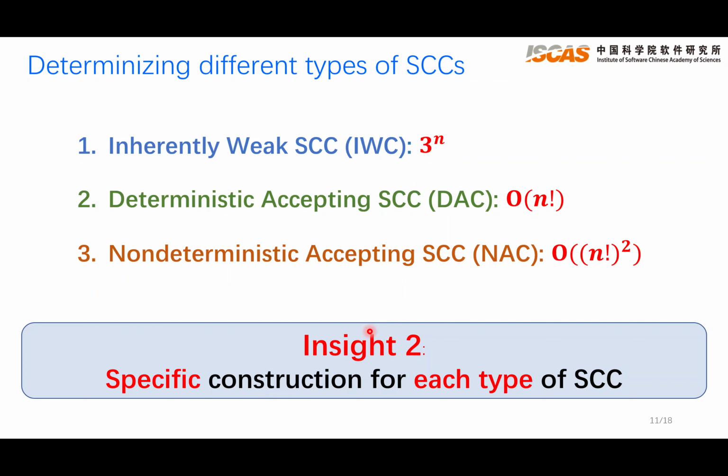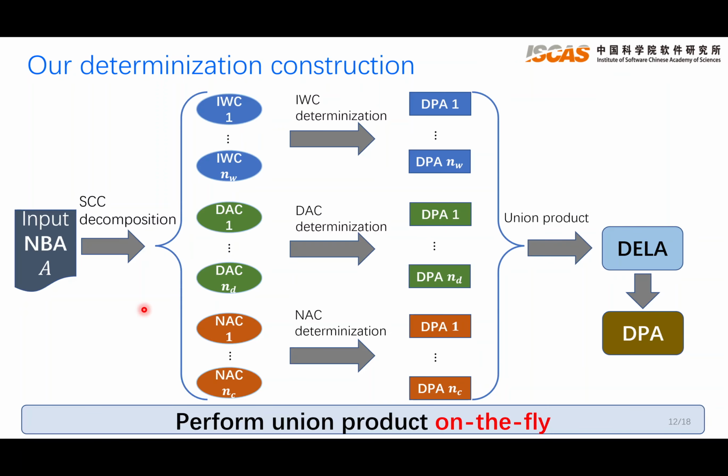This gives us the insight that we can leverage specific construction for each type of SCCs so as to fully take advantage of their structural information. With these two insights in mind, we now introduce our final divide and conquer determinization construction. Given an input Büchi automaton, we first conduct SCC decomposition and classify SCCs into three different types. For each type of SCCs, we use their specialized construction to obtain a deterministic parity automaton.